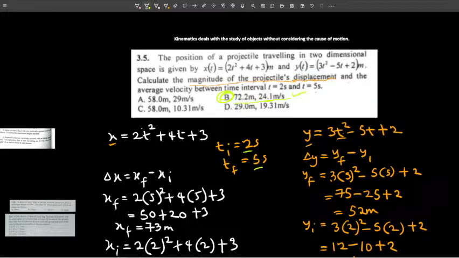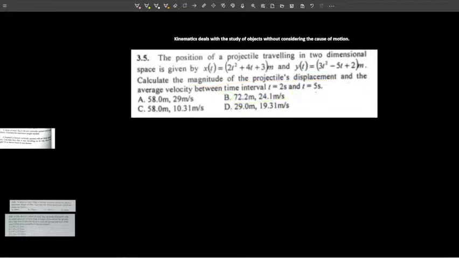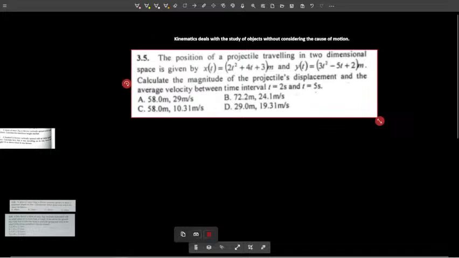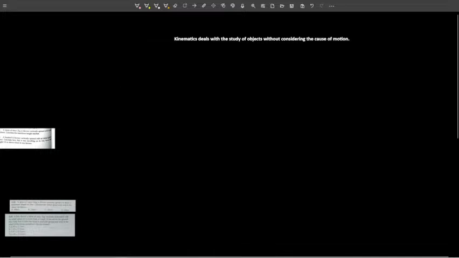Okay, so let's see the next one. Rounding up. So let's see. Wow, we've come a long way. So let's see the last. I think we have two more questions and we are done.